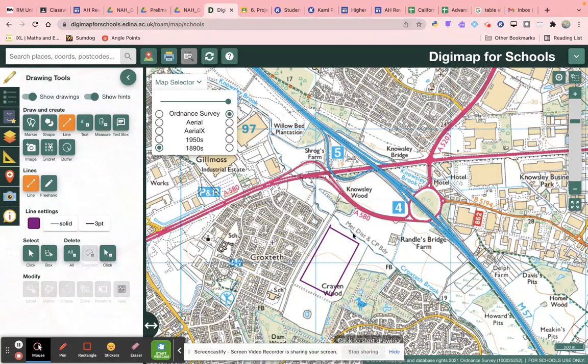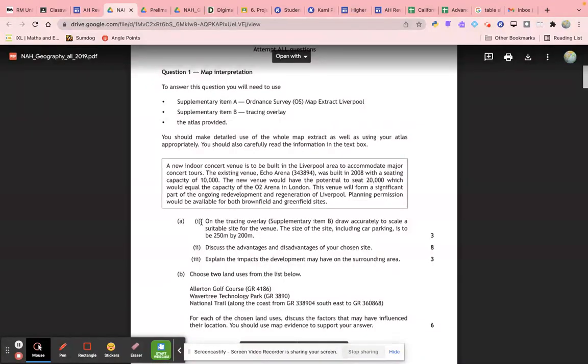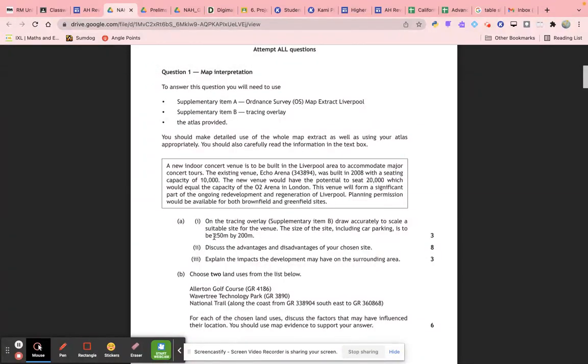There are some very obvious problems with choosing a site like this, but it's just to illustrate how you approach answering this question. So if we go back and have a look at the question, we have traced onto our tracing paper a shape that had one edge at 250 and the other at 200, forming a rectangle. Not all questions require it to be a clear rectangle. It might be an area.